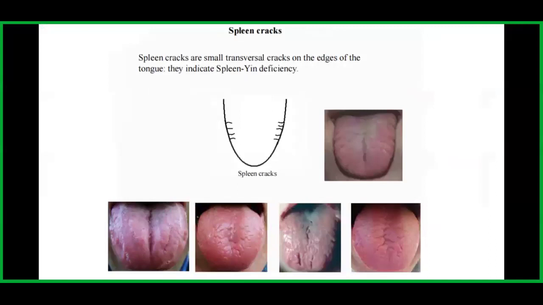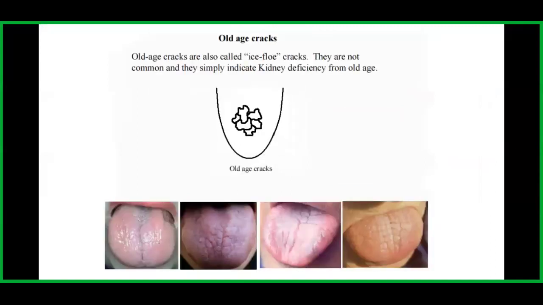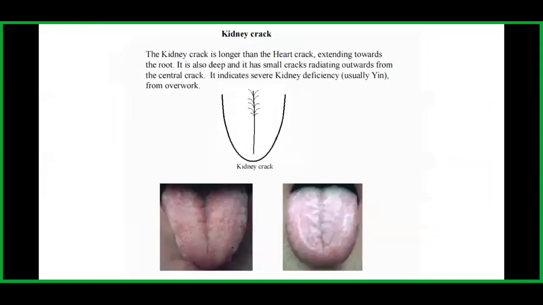Old age cracks are also called ice flow cracks. They are not common and they simply indicate kidney deficiency from old age. The kidney crack is longer than the heart crack, extending towards the root. It is also deep and it has small cracks radiating outwards from the central crack. It indicates severe kidney deficiency, usually from overwork.